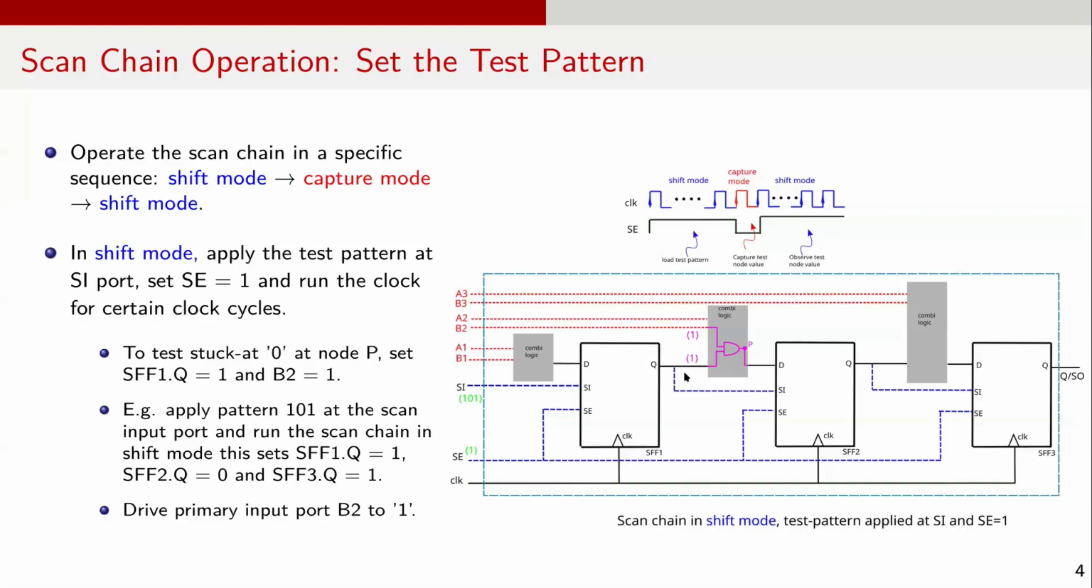To set SFF1Q equal to 1, we apply a certain test pattern, for example 101, at the scan input port and run the scan chain in shift mode for 3 clock cycles. This results in SFF1Q equal to 1, SFF2Q equal to 0, and SFF3Q equal to 1. We also drive the other input of the AND gate to logic 1 by setting the primary input port B2 to 1. At this point, the complete test pattern is successfully loaded into the design.